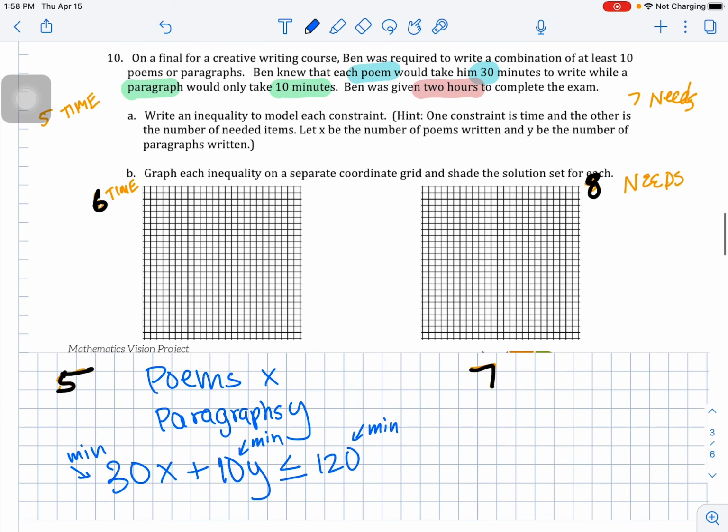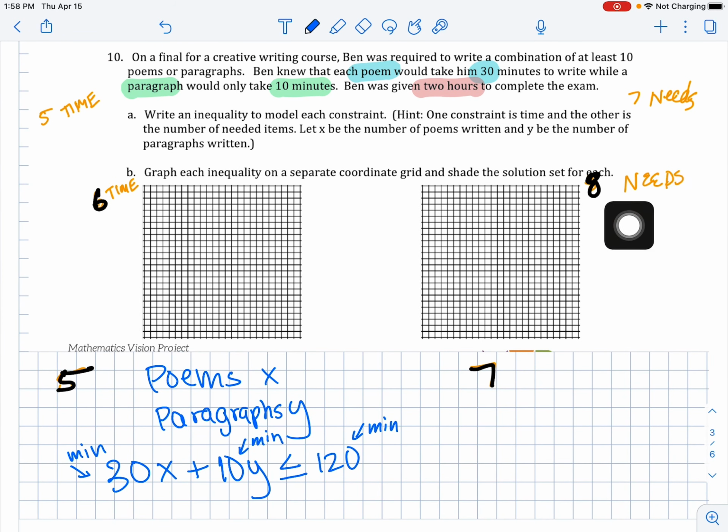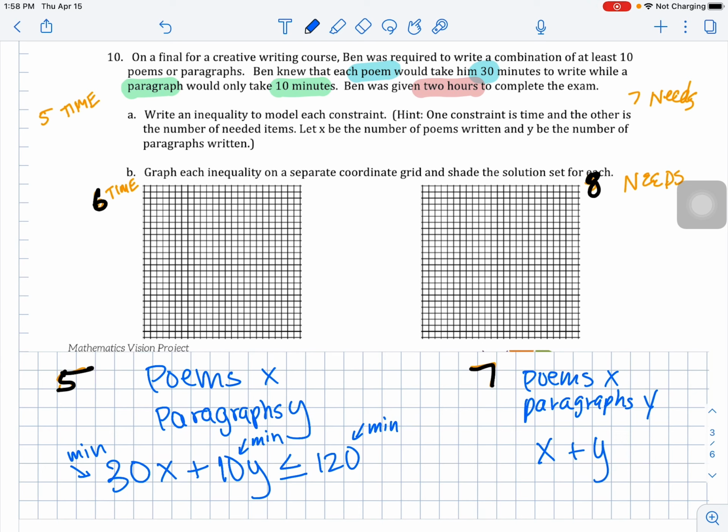And you're going to do the same thing for needs. When you look at needs, he needs a combination of, so poems is still going to be X, paragraphs is going to be Y, and basically any number of poems plus any number of paragraphs needs to be greater than or equal to 10, right? He needs at least 10 poems or paragraphs, but it could be any number, so we're not multiplying them, we're just saying poems plus paragraphs needs to be greater than or equal to 10. And so that's problem 5 and problem 7.